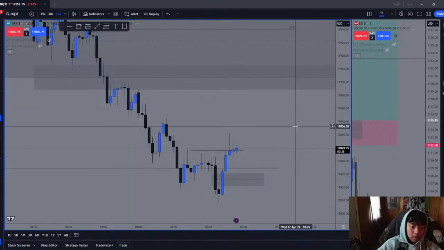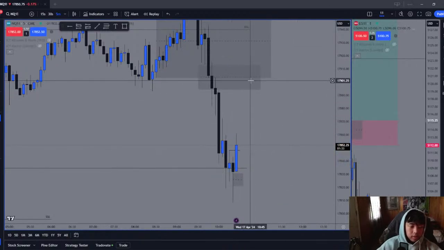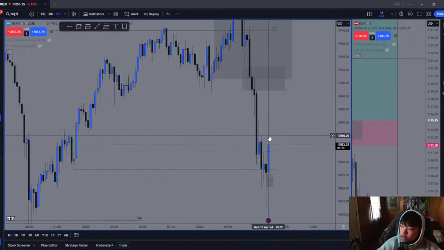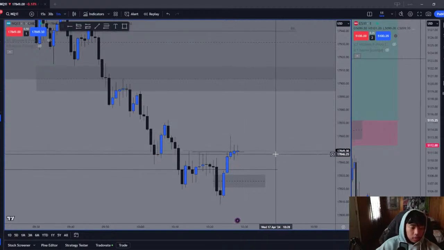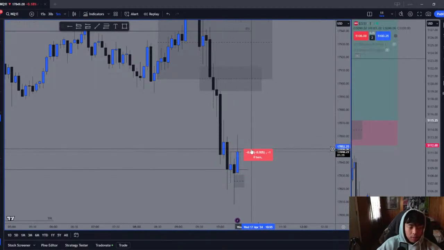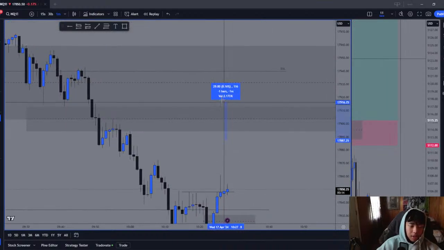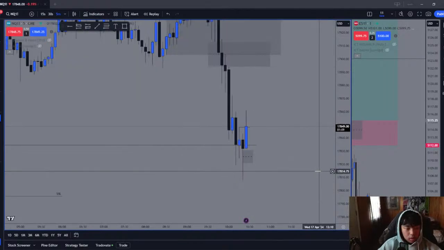We're getting kind of a slower move up here. I would like a 5 minute break of structure, then price comes back down, tapping this inverse potentially, and then goes higher, tapping this unicorn area. We're gonna wait for the whole minute.